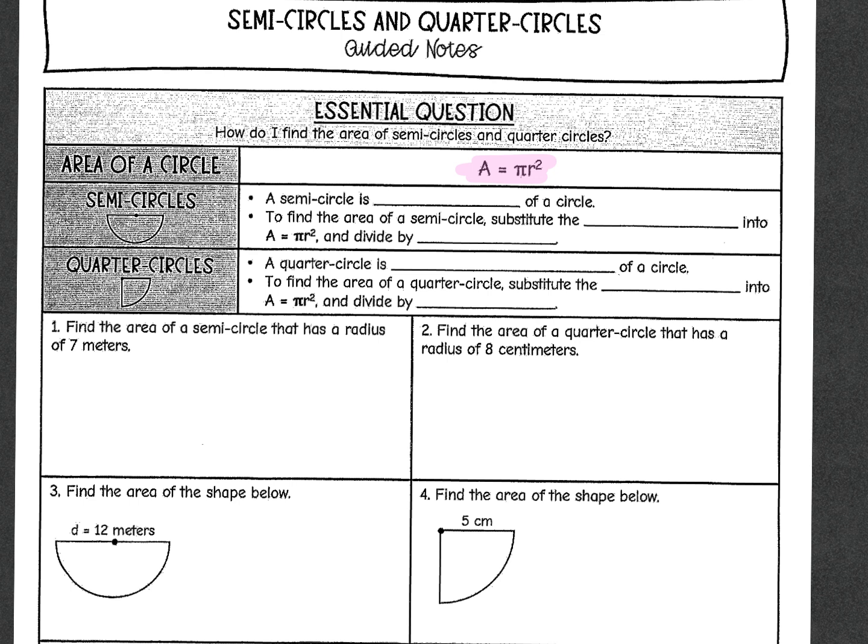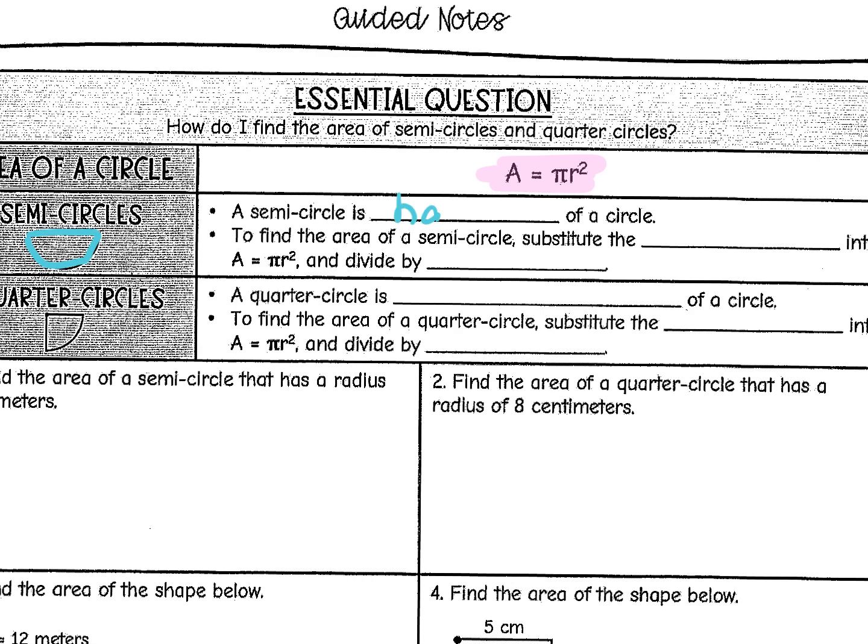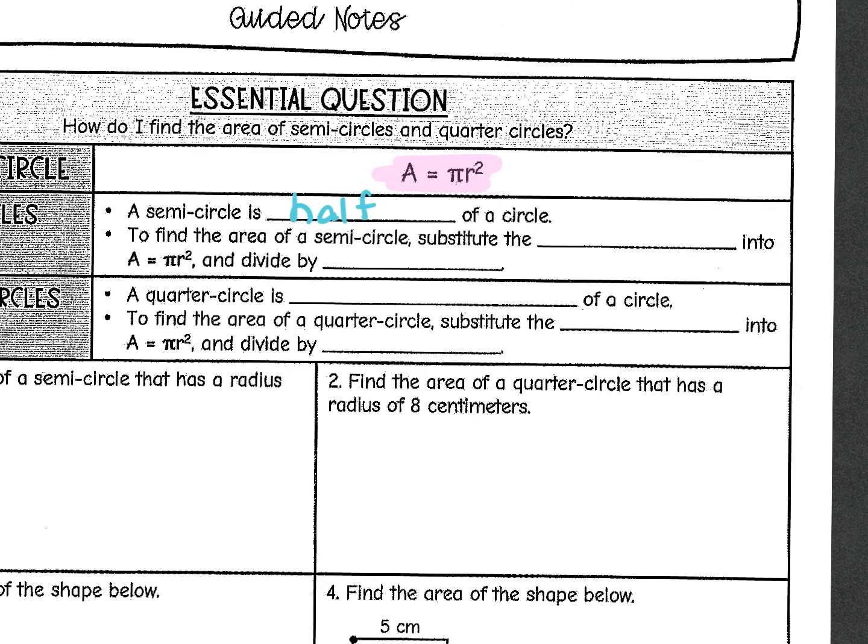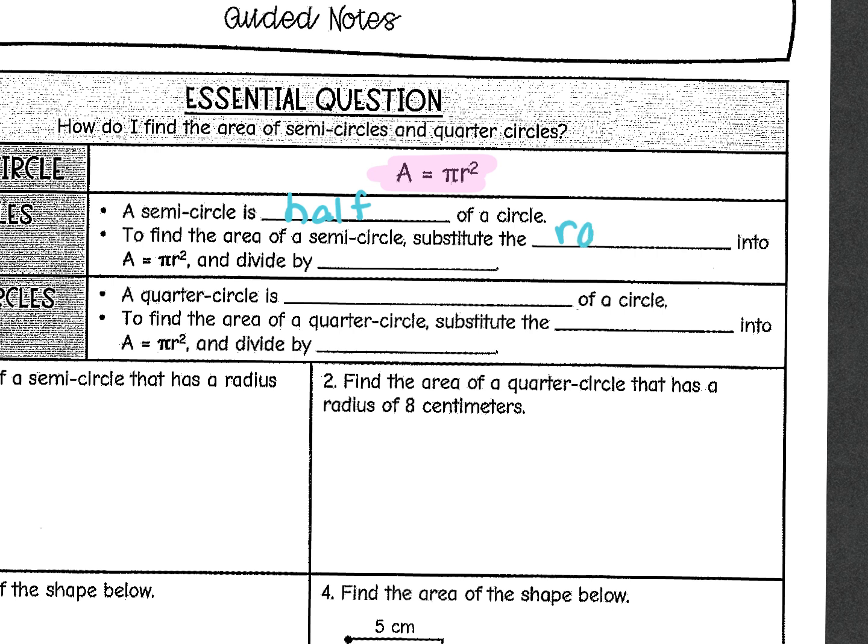So we know that a semicircle, if we take a look at it here, is going to be half of a circle. It's just half of the pizza if you're sharing it with someone. To find the area of a semicircle, you substitute the radius into A equals pi r squared. We're going to do the same thing as we did for area, so you have to be able to do area. But then we are going to divide by 2 to take half of it.